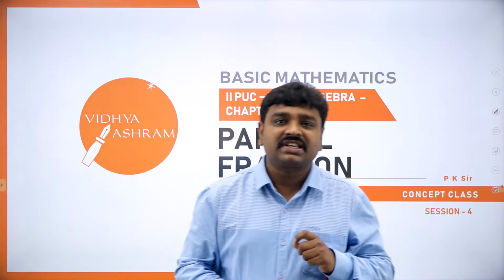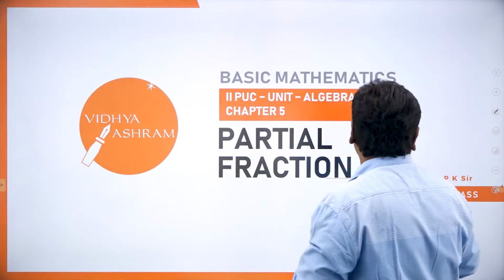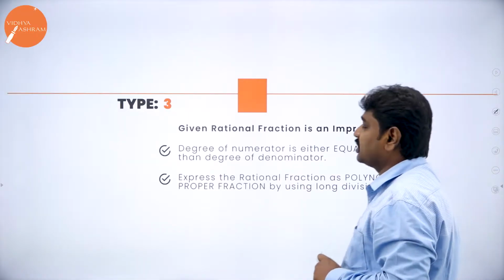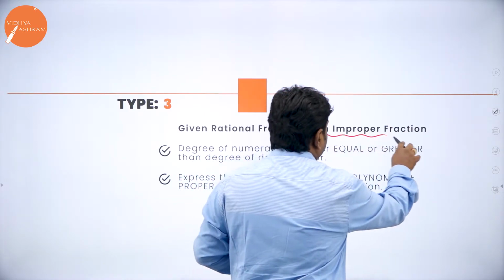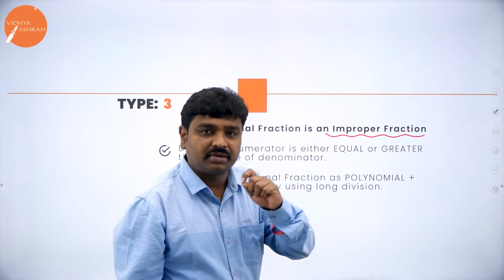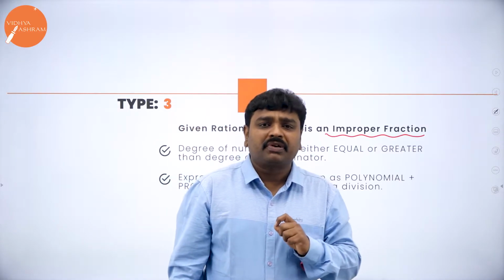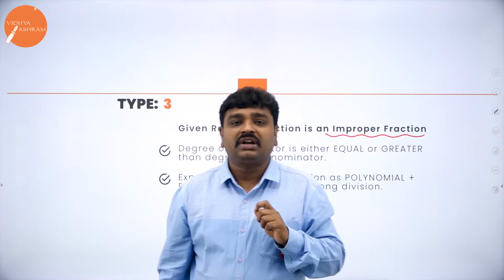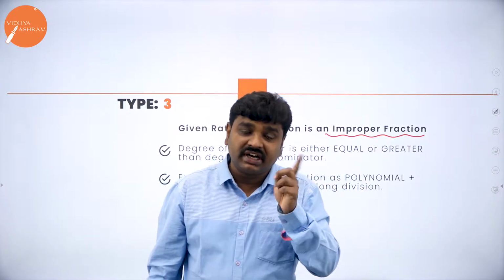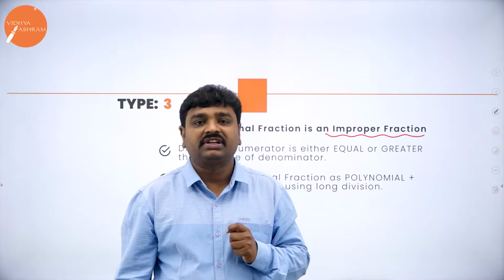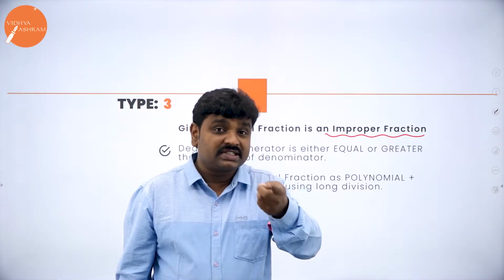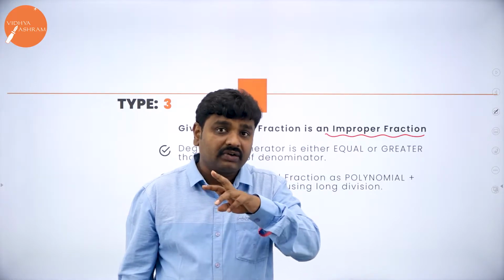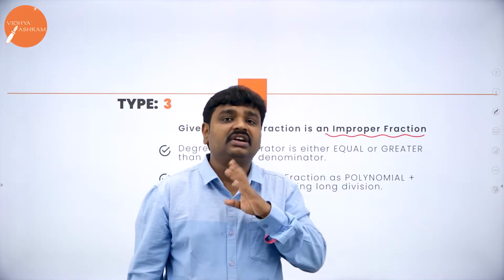In type 3, we are discussing what is called an improper fraction. So now we'll start with improper fraction. Here we discuss what an improper fraction is and we'll solve the improper fraction. Improper fraction means, if the degree of numerator is equal to or greater than the degree of denominator, we call it an improper fraction. So let me repeat, if the degree of numerator is equal to degree of denominator or if it is greater than degree of denominator, then it is improper.